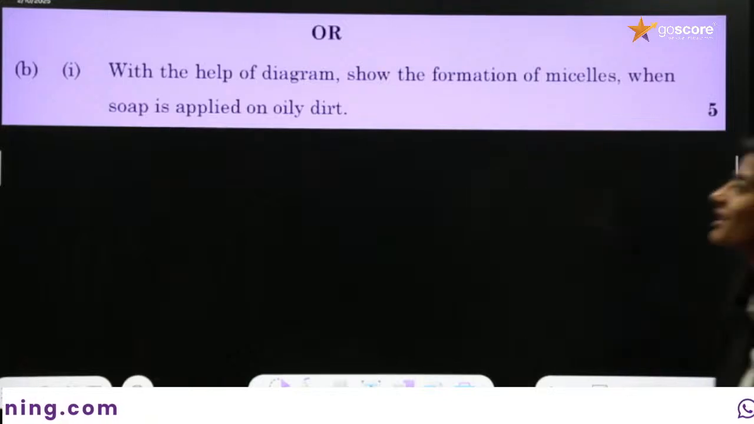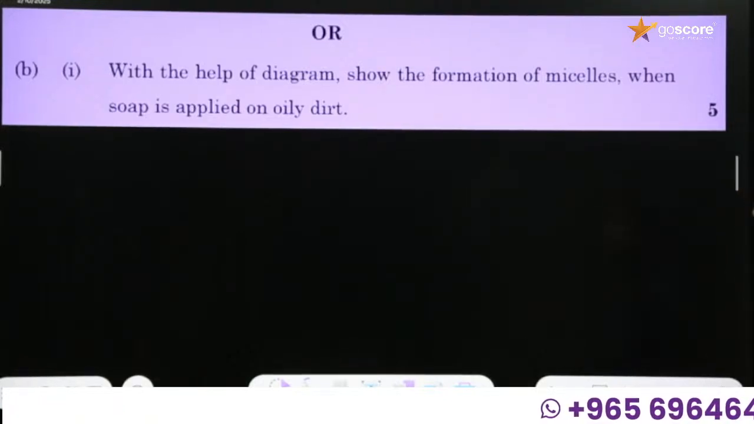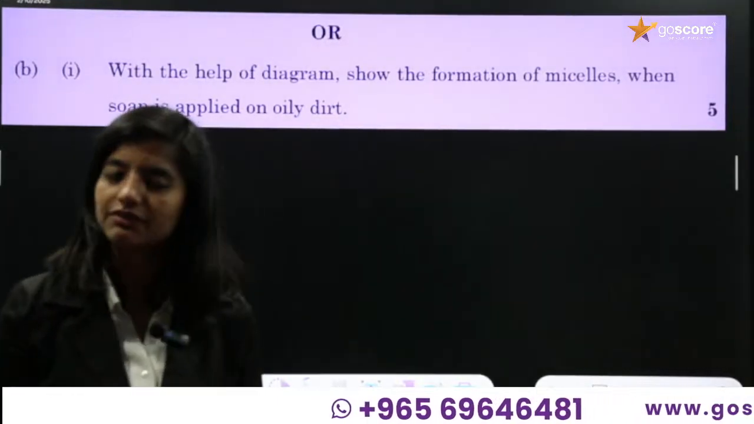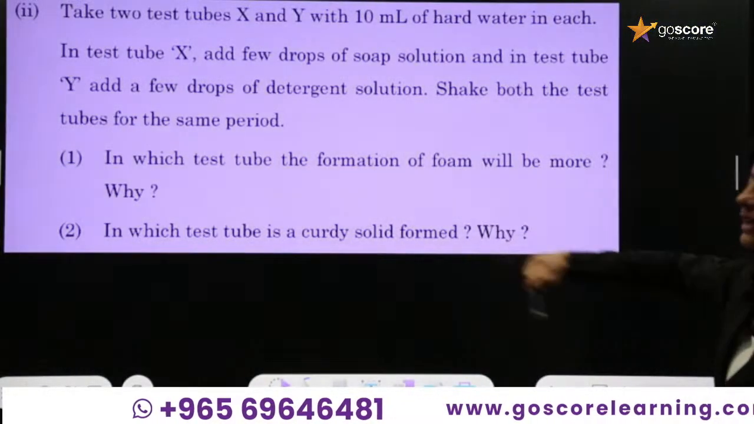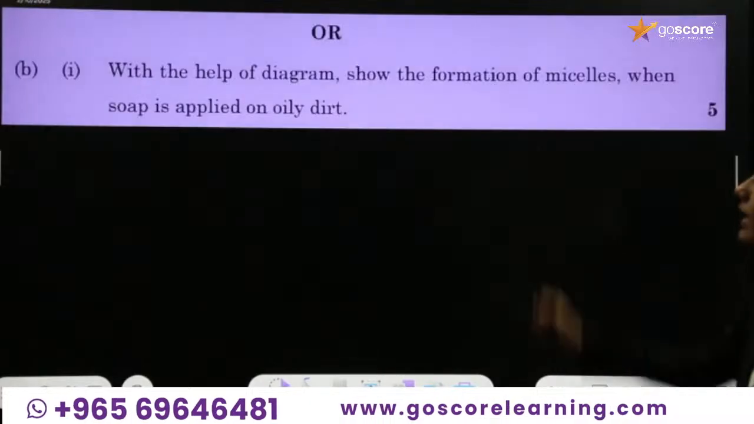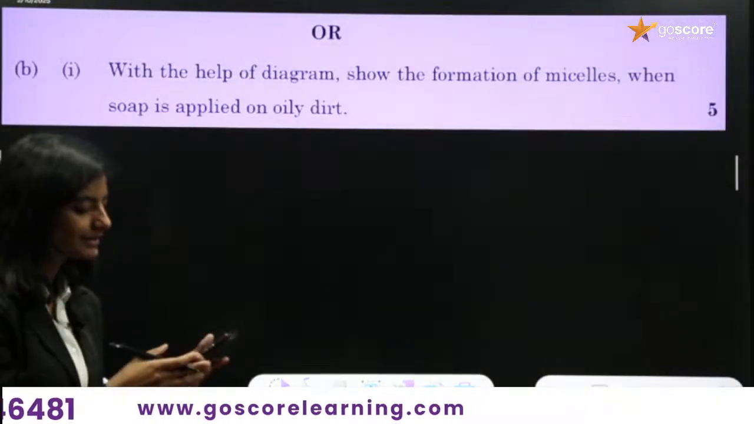Here is our question: with the help of a diagram, show the formation of a micelle when soap is applied on oily dirt. Don't think that this is just for 5 marks. This is a 3-mark question, and another 2 marks lie right over here. Now, getting into the diagram, the formation of the micelle.